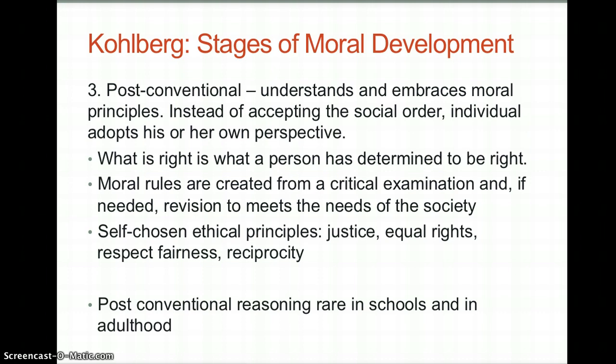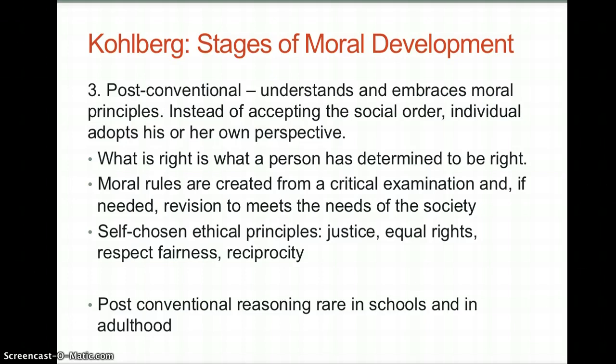The third is post-conventional, and this is where a person understands and embraces moral principles, but instead of just accepting the social order, the individual embraces or adopts his or her own perspective. So it doesn't mean living outside the social order, but it means finding one's own moral compass and living one's own beliefs. What is right is what a person determines to be right. And the moral rules are created from a critical examination and, if necessary, a revision of those rules to meet the needs of society. It's self-chosen ethical principles like justice, equal rights, respecting fairness, reciprocity. These are very high order stages of moral development.